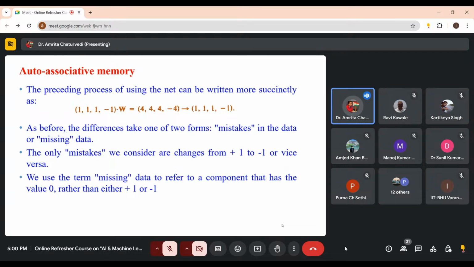So this process of using the net can be written like this: you multiply the input vector with the weight matrix, you get some value that is 4, 4, 4 minus 4, and then you apply the activation function to get the final value that is 1, 1, 1 minus 1, which is same as the input value. So as before, the differences take one of the two forms, that is, mistakes in the data or missing data. Mistakes, or noise, are represented by changing the sign, and missing data is represented by making the value as 0.